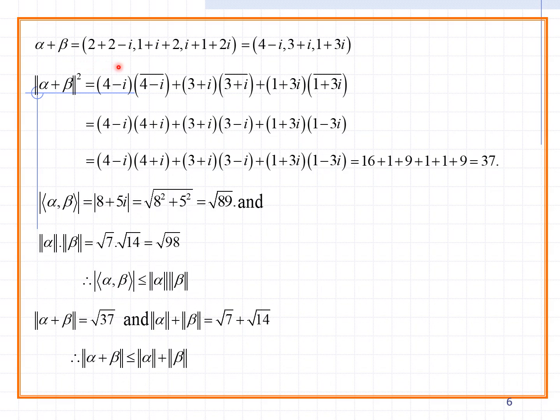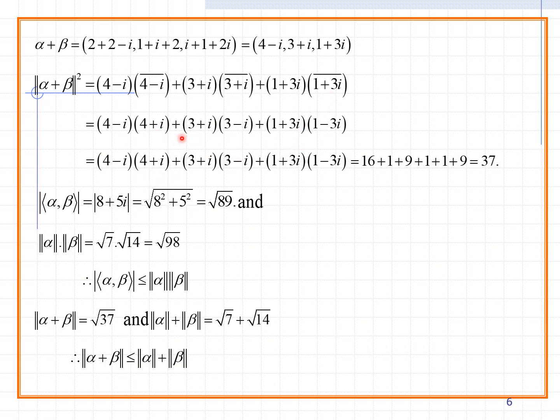Alpha plus beta, again you can apply the plus. You get a complex vector 4 minus i, 3 plus i, 1 plus 3i. Now we can apply the norm of alpha plus beta whole square. How can we write it? See this, the complex number you write with conjugate, and this one also with conjugate. 1 plus 3i you write the conjugate. After that, with the conjugate you change negative to positive. The same pattern you apply to the second and third terms.